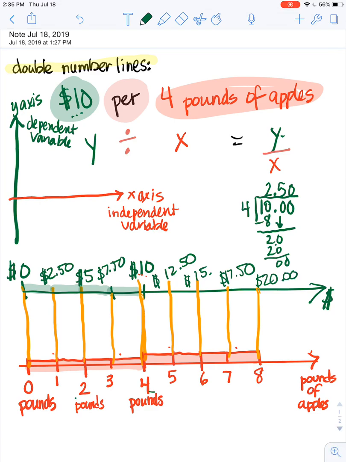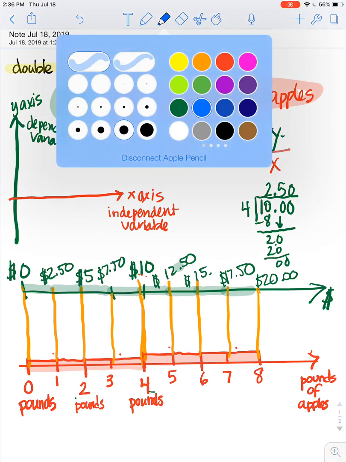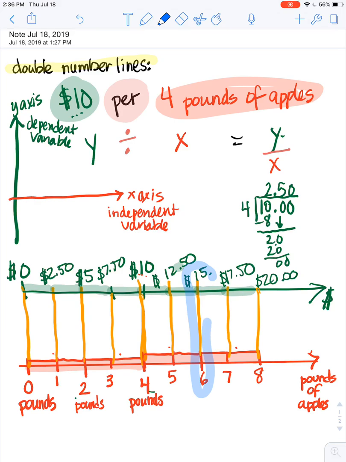Whatever it was, you would just keep on adding that $2.50. So add $2.50, $12.50. Add $2.50, $15. Add $2.50, $17.50. Add $2.50, $20. So you say, hey, you know what? I actually wanted to buy 6 pounds. Okay, so that'll be $15.